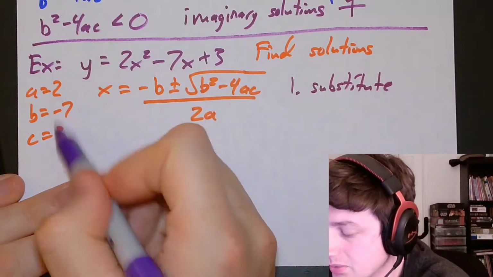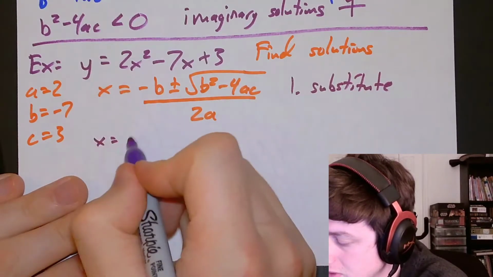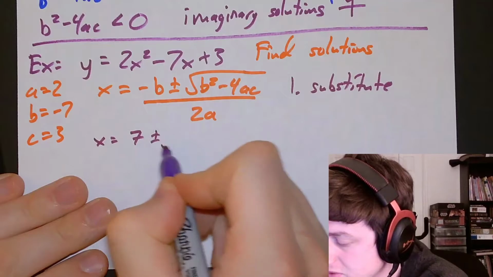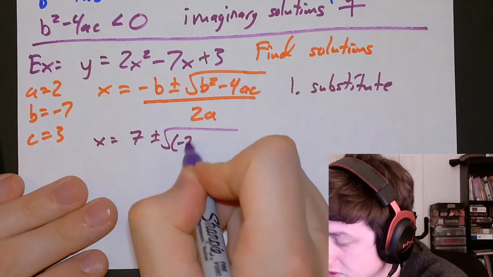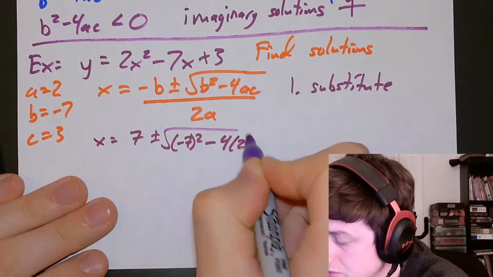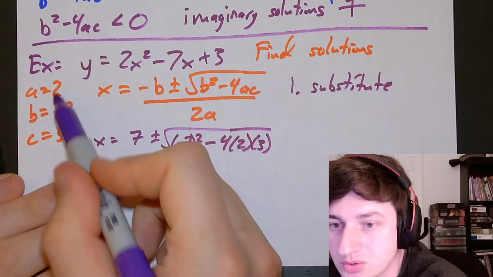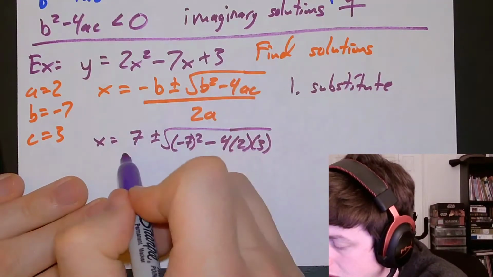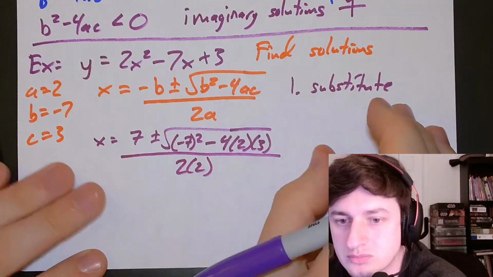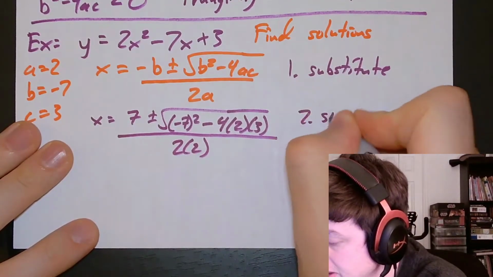I'm just going to plug these numbers into where the letters are. So x equals -(-7), so +7, plus or minus the square root of (-7) squared minus 4 times 2 times 3, right? 2 because a is 2, 3 because c is 3. All of that divided by 2 times 2. And then we simplify.